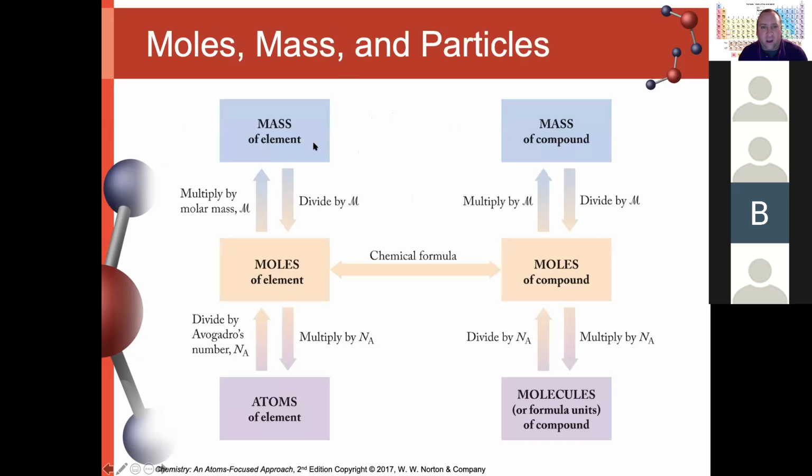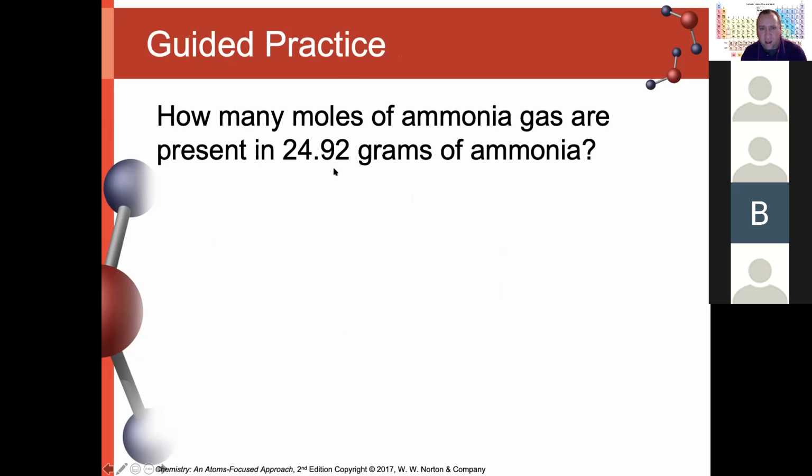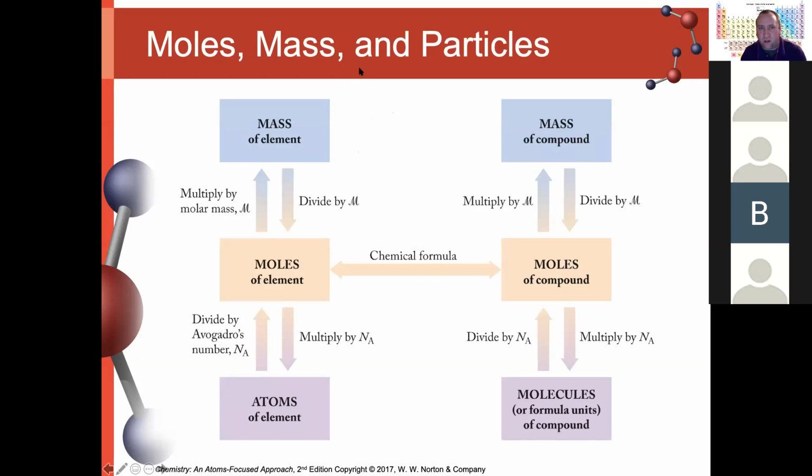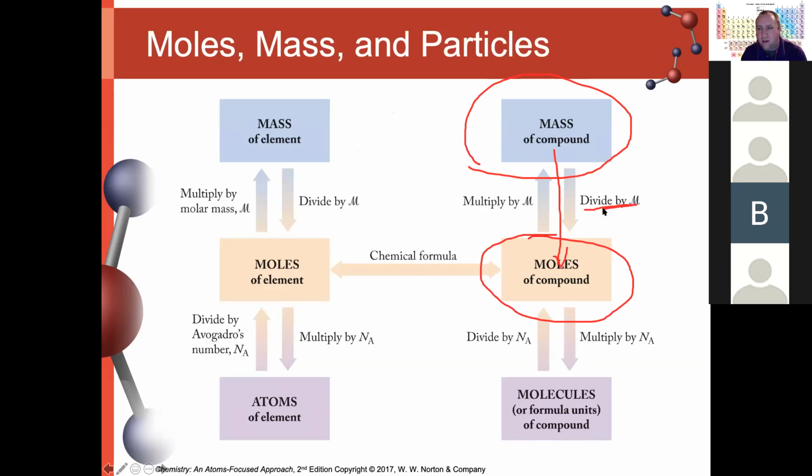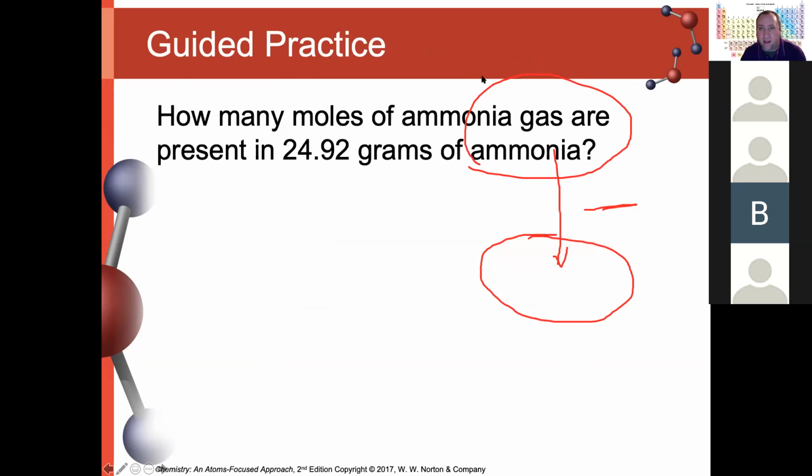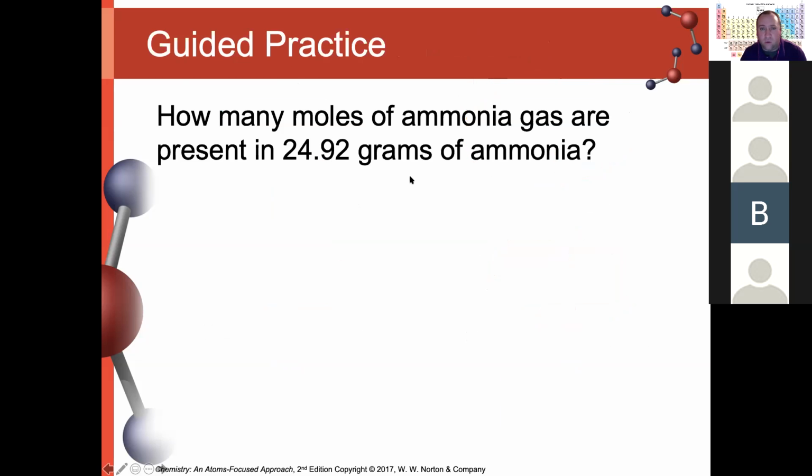Now, if I go back, I have a mass of ammonia and I'm trying to convert it into moles. So I know to do that, I'm going to need to divide by the molar mass. The only thing I need to do to solve this particular problem is find the molar mass. The molar mass of ammonia, ammonia is NH3.